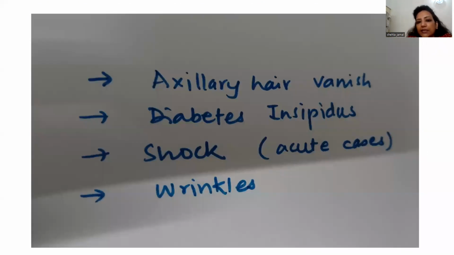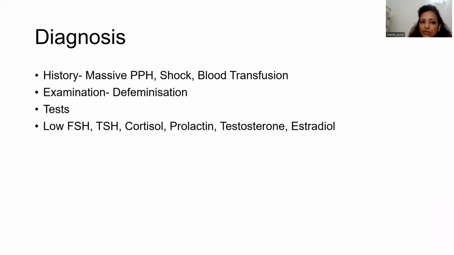Then clinically, axillary hair will vanish in such a patient. There is diabetes insipidus, all the features associated, shock in acute cases. But yes, you must remember they will always have low blood pressure and there will be appearance of wrinkles on the patient's face. So diagnosis, I stressed earlier also, massive postpartum hemorrhage. She landed into shock. There was history of blood transfusion and everything. When you examine this patient, there is defeminization like atrophy of breast and loss of pubic and axillary hair.